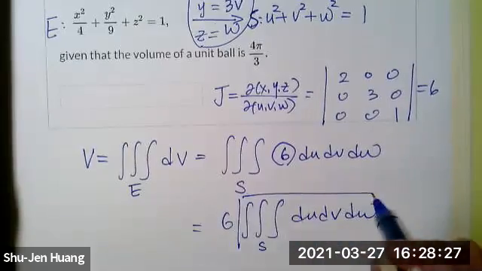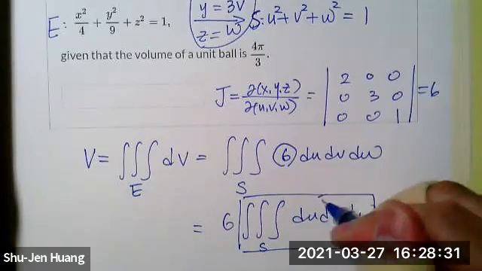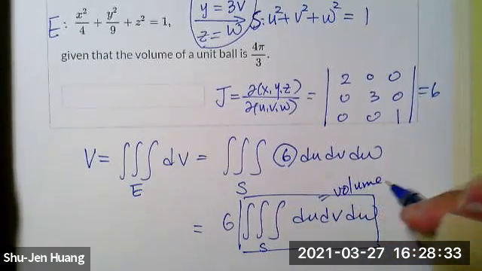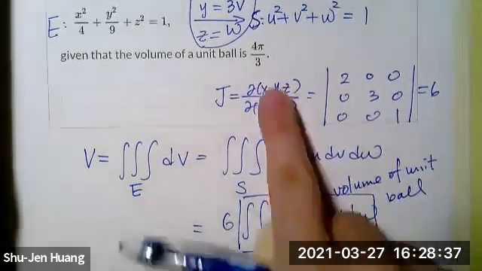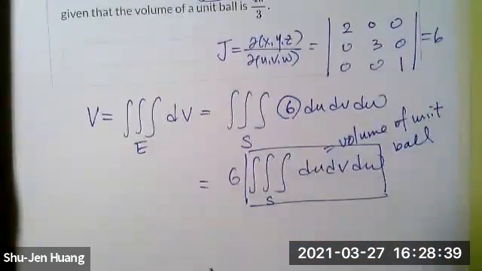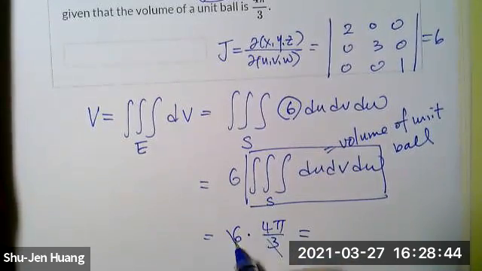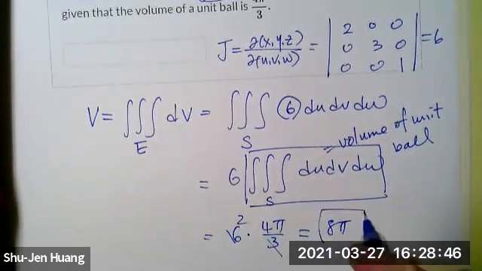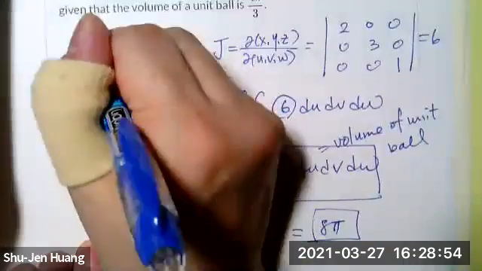And for the triple integral here, because the integrand is 1, this means the volume of the unit ball, which is given here, 4 pi over 3. So we can just put that in, 4 pi over 3 here. So that's 8 pi. That's the final answer. Is that good? The answer is 8 pi.